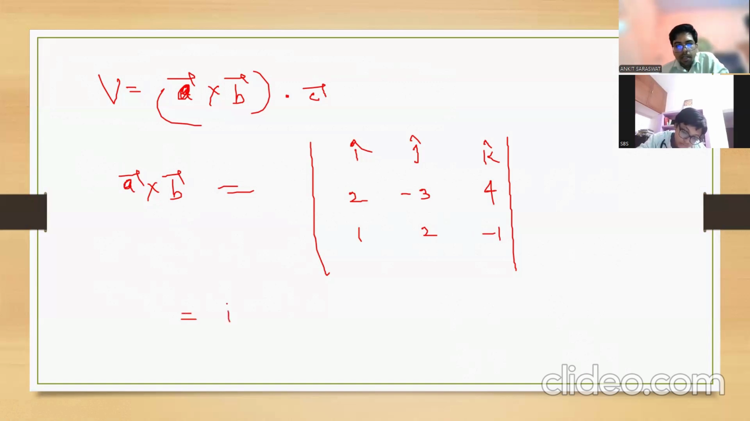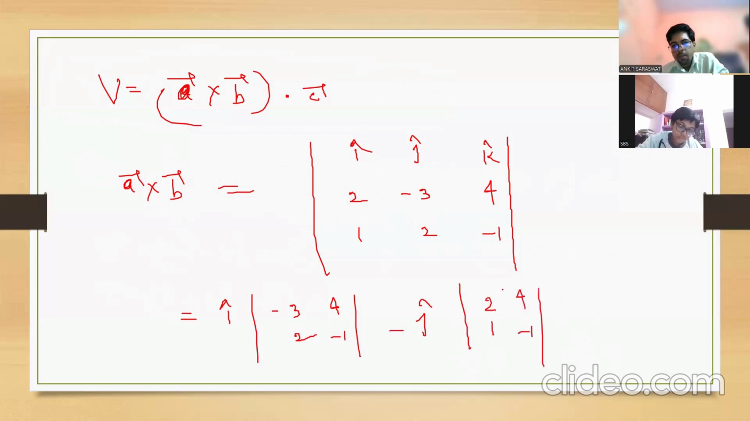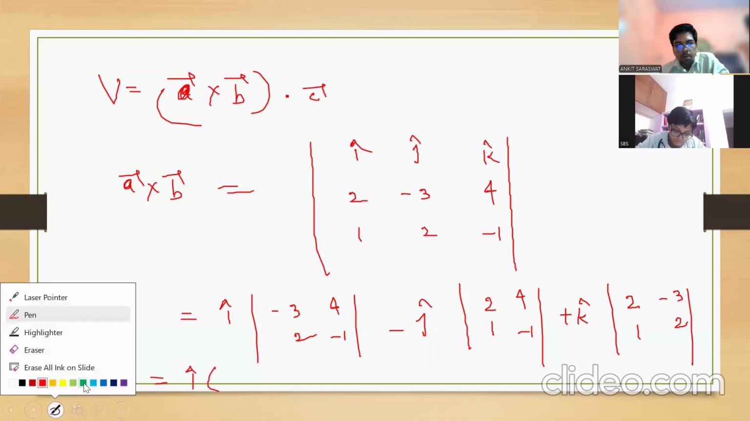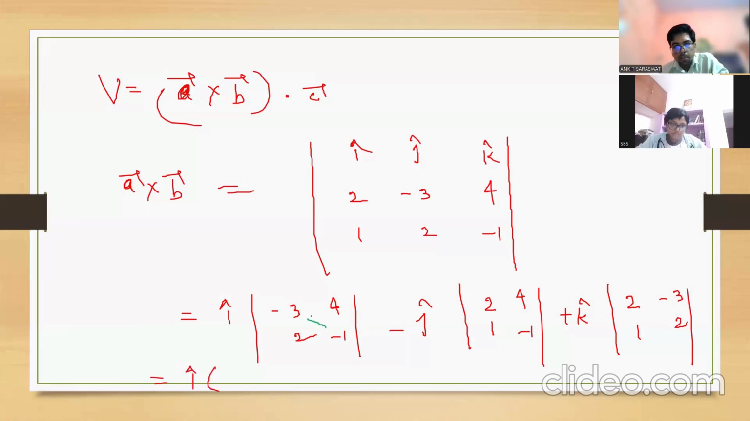Simple. I cap. It will be minus 3, 2, 4, minus 1, minus J, 2, 1, 4, minus 1, plus K, 2, 1, minus 3, 2. Solve this. I cap, cross multiply. Do the cross multiplication.